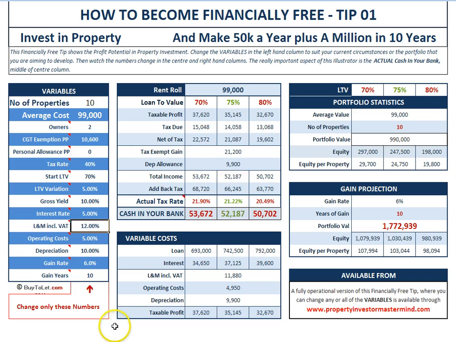12% is the average letting and management fee, which is 10% plus the VAT, currently at 20%. But if I take this back to 10%, which is 8% plus the VAT, or 9.6%, which is 8% plus the VAT, which is about the minimum that you can get.